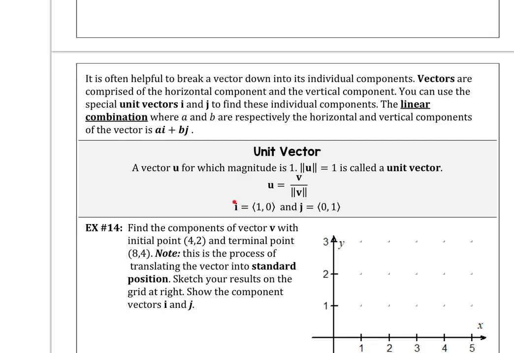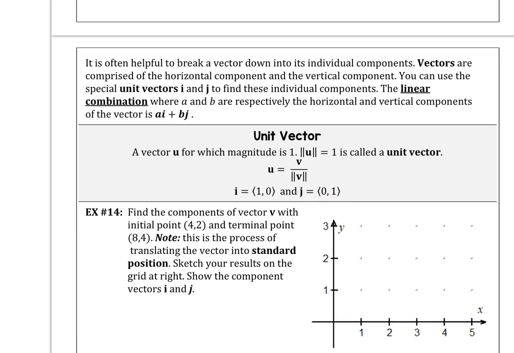The i represents the unit vector on the x-axis, 1 unit right and nothing up, and the j is the direction on the vertical axis, no units right and 1 unit up.